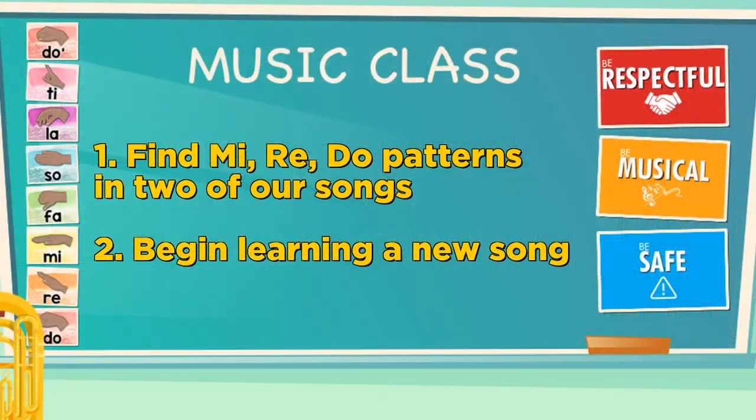So let's talk about our goals for this lesson today. Our first goal is to find Mi, Re, and Do patterns in our first two songs. There are Mi, Re, Do patterns that you're going to help me find in Alison's Camel and in Riding in a Buggy. And then our other goal is to learn our new song, Who's That?